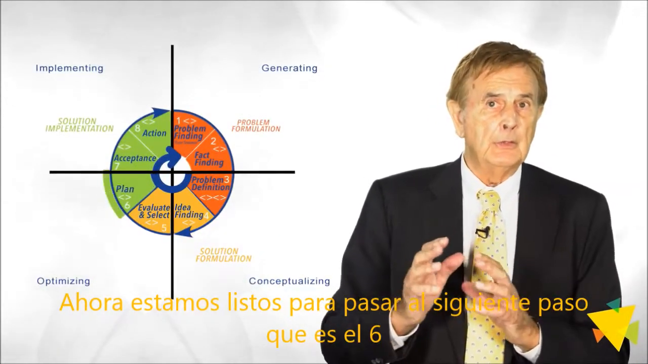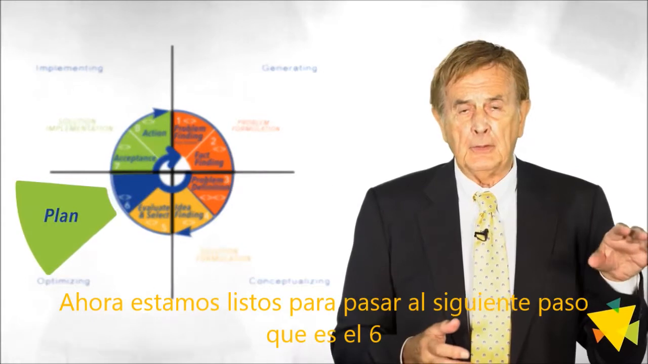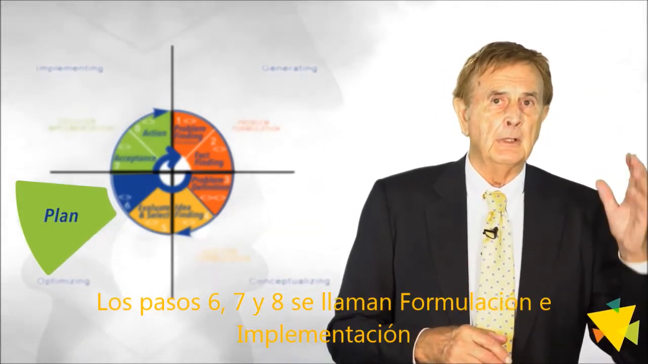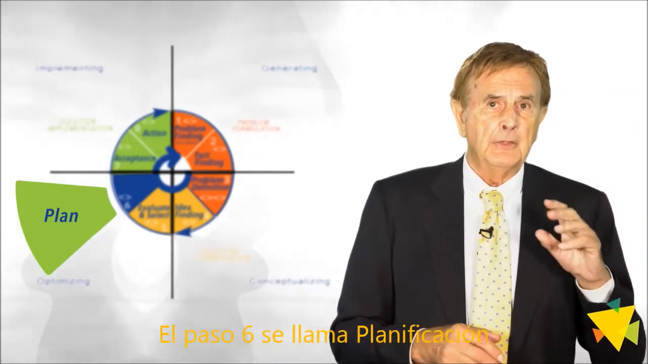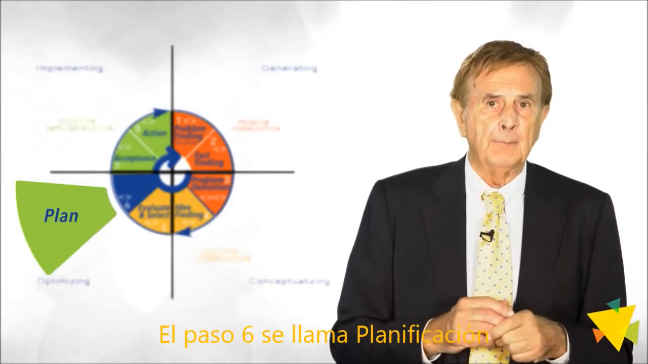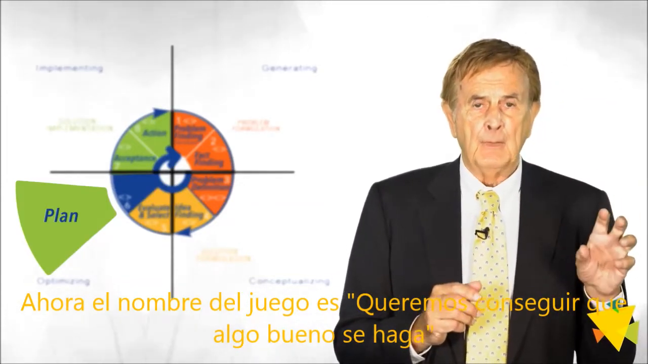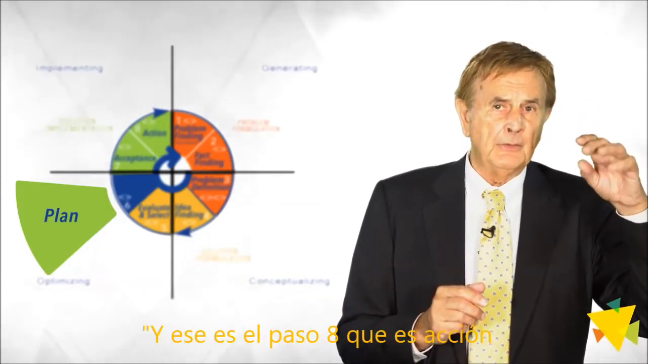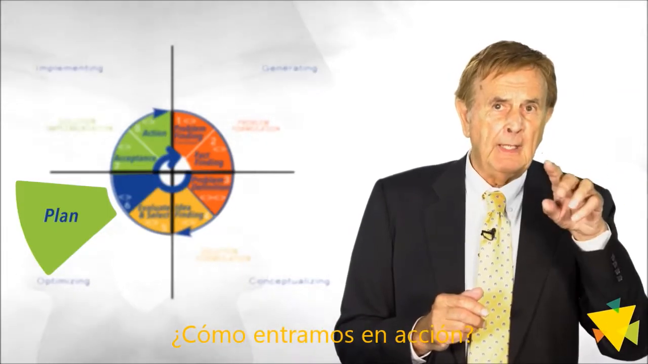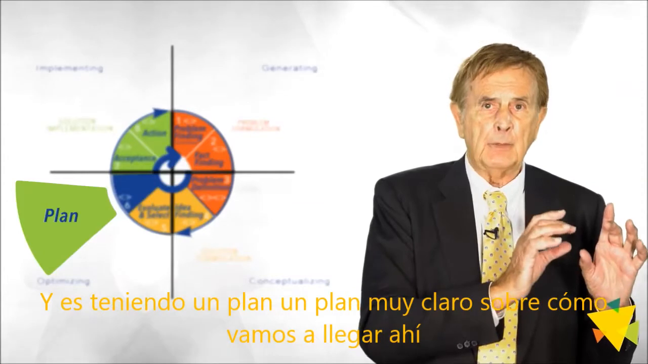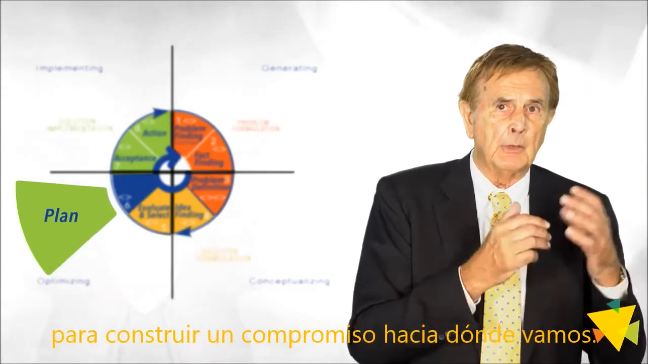Now we're ready to move into the next step, which is 6, and 6, 7, and 8 are called implementation formulation. Step 6 is called planning. Now the name of the game is we want to get something good done. And that's step 8, which is action. Now how we get to action is by having a very clear plan made about how we're going to get there, to build commitment to where we're going.